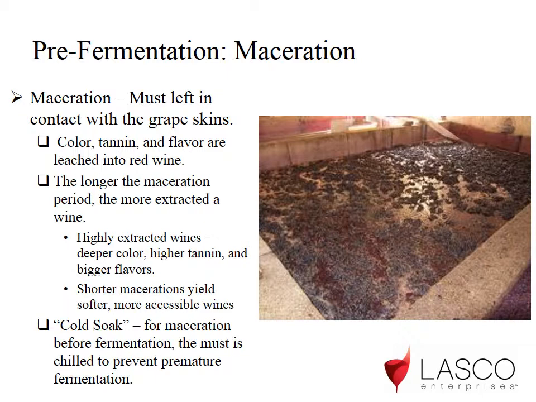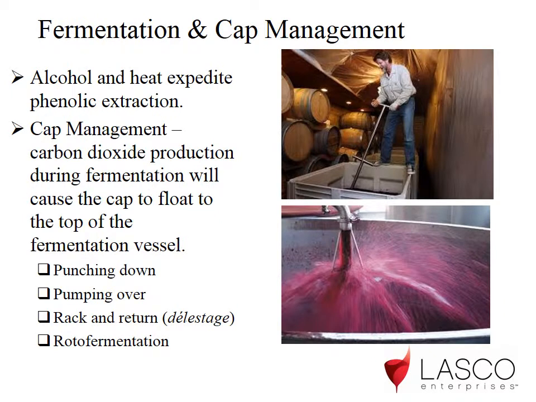If a winemaker chooses to begin maceration before fermentation, the must is chilled to prevent premature fermentation with the wild yeast found on the skins or in the winery. This is called a cold soak. During fermentation, phenolic extraction is amplified and expedited due to the rising alcohol and temperature levels.